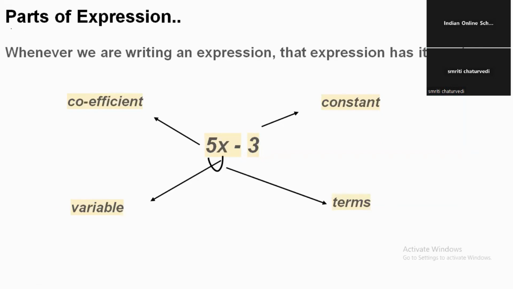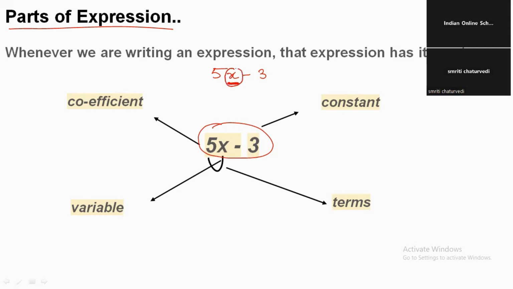When we are talking about algebraic expression, we have some parts of the algebraic expression itself. Suppose one example is already mentioned over here. Now you can see the different parts of the algebraic expression. Your expression is 5x minus 3. Here we are talking about mathematics, so what are these alphabets doing here?